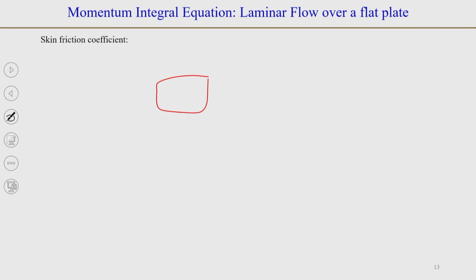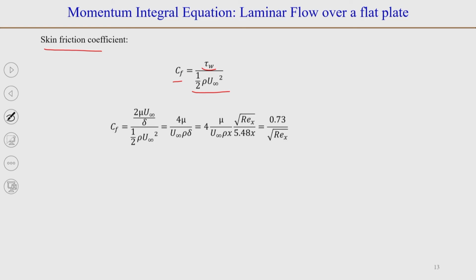So, we will do that to find tau w, or we define a non-dimensional parameter which is called the skin friction coefficient. So, that is defined as Cf, it is represented by the symbol Cf, and it is defined as tau w non-dimensionalized by the dynamic pressure in the free stream, half rho u infinity squared. So, that is called the skin friction coefficient.